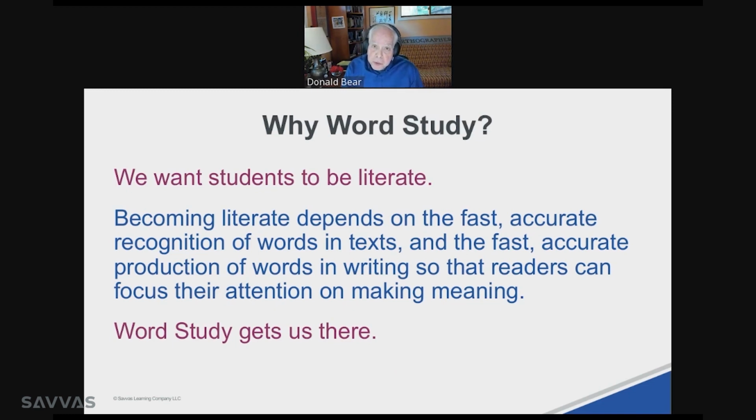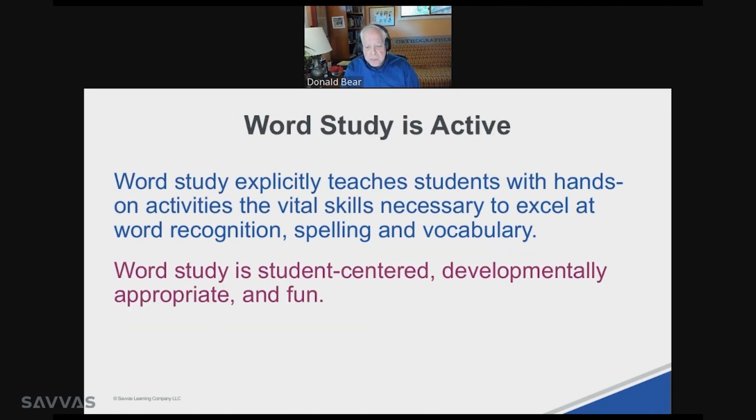And because we want students to be literate, we have to work on their fast, accurate recognition of words in text. And when they're writing, the fast, accurate production of words so that they can concentrate on meaning. So word study is active, it's explicit, it's hands-on, it's student-centered, it's developmentally appropriate, and it ought to be a lot of fun.